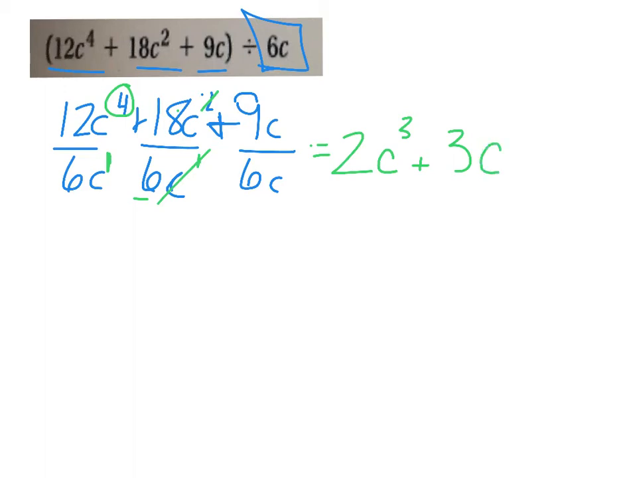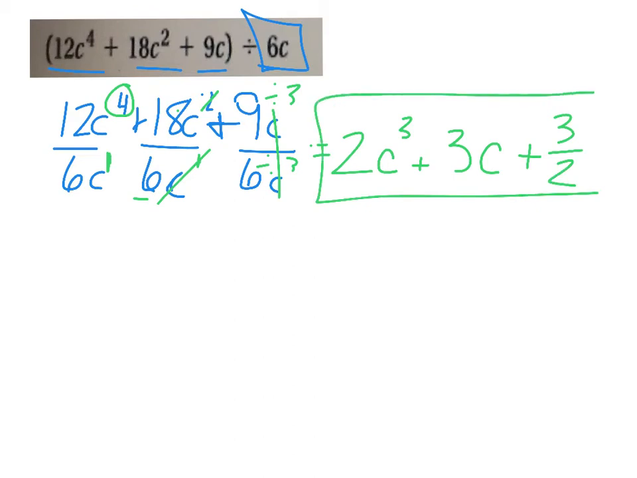And then on the last part, the c's cancel out, so we have 9 over 6, but both of those are divisible by 3, so we have to make sure we do that. That leaves us with plus 3 halves, or 3 over 2. Okay, so those are 4 examples of dividing by a monomial.